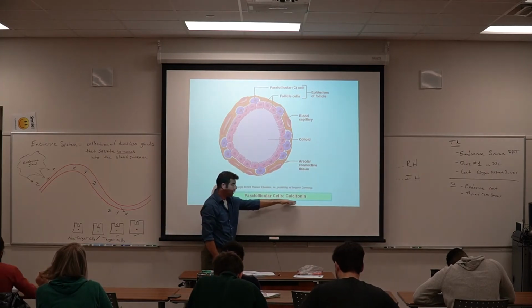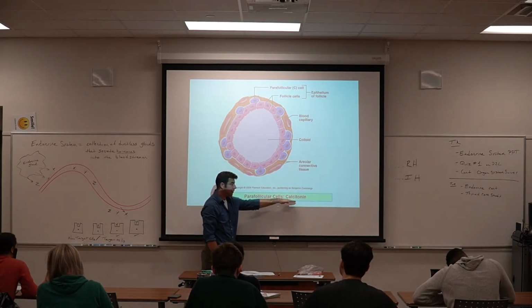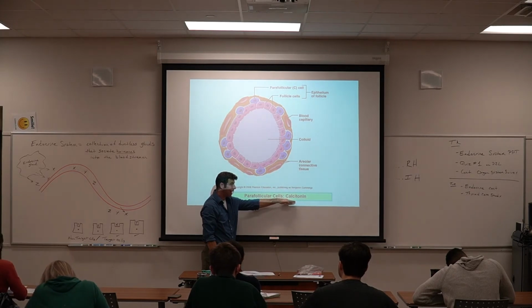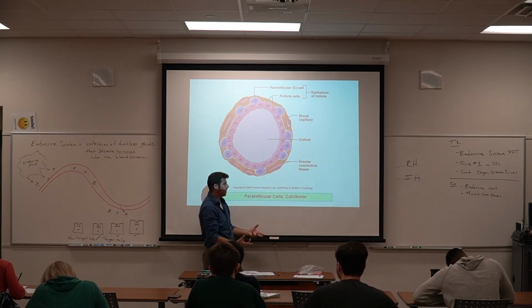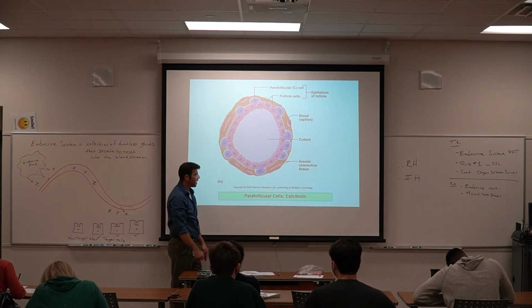Calcitonin is going to be something that is going to cause those osteoblasts to lay down new bone tissue. And to do that, they're going to grab calcium out of the bloodstream and build new bone. So calcitonin decreases blood calcium levels.